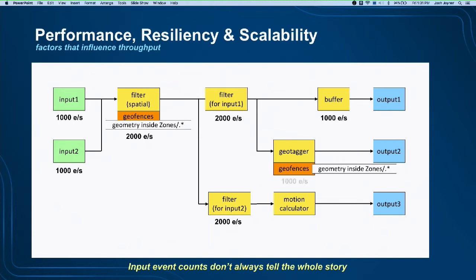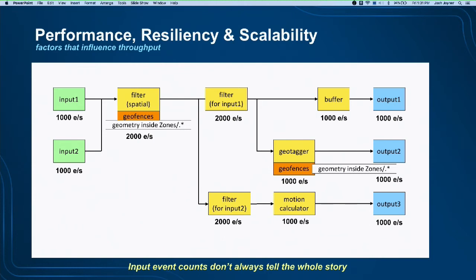So again, assuming everything's coming through and we're back to the initial 1,000 events, that means each of the next steps is getting 1,000 events. So that buffer is getting 1,000 events. This geotagger processor is getting 1,000 events. The motion calculator, one of our add-on components from the gallery, is getting 1,000 events. So by the time it gets to your output, you now have 1,000 events going to each of these three outputs.